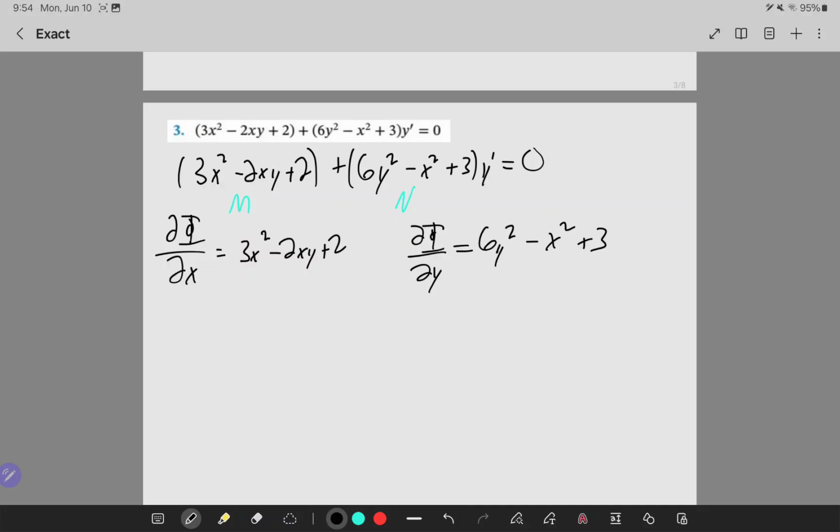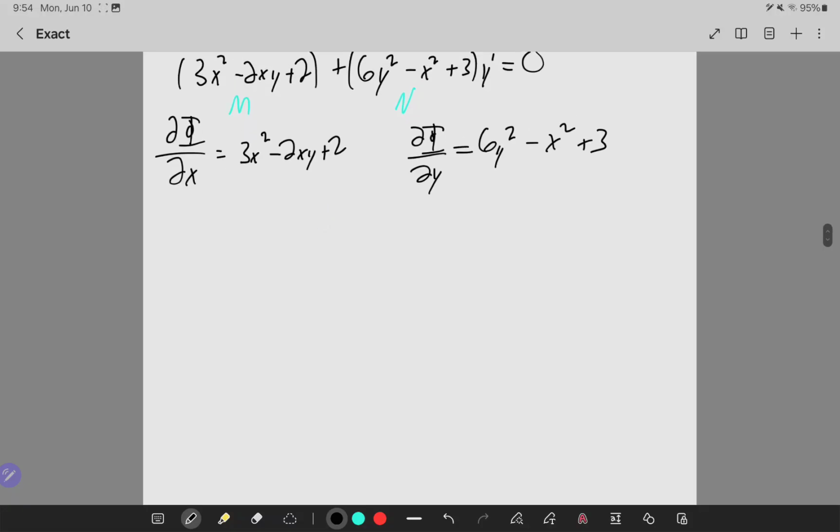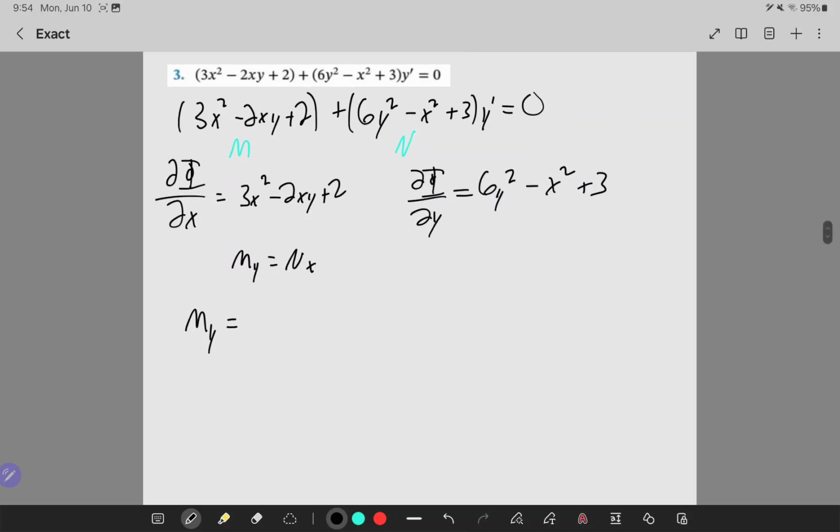So now, first things first, is it exact? Well, let's see. Remember, M_y has to equal N_x. So M_y is M with respect to y. The first term, 3x squared, gives 0, because we have no y in that term. The second term, 2xy, with respect to y, will leave us with just minus 2x. And the last term, there's no y in it, so 2 just disappears.